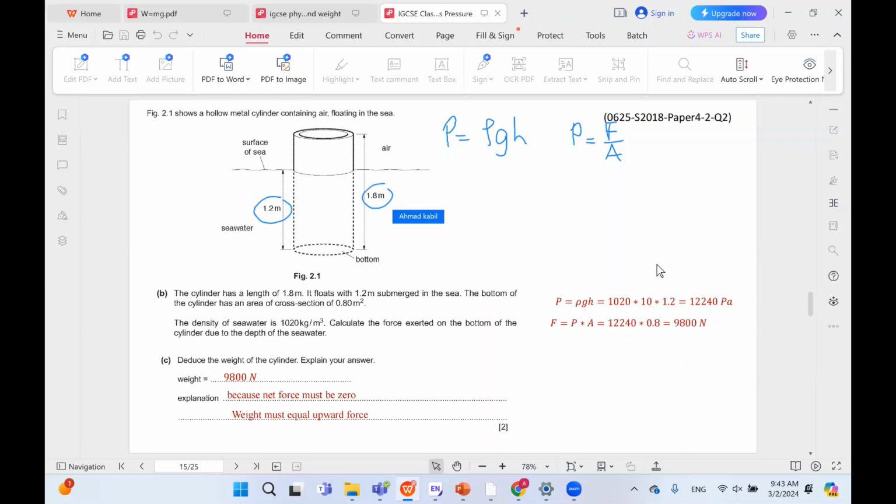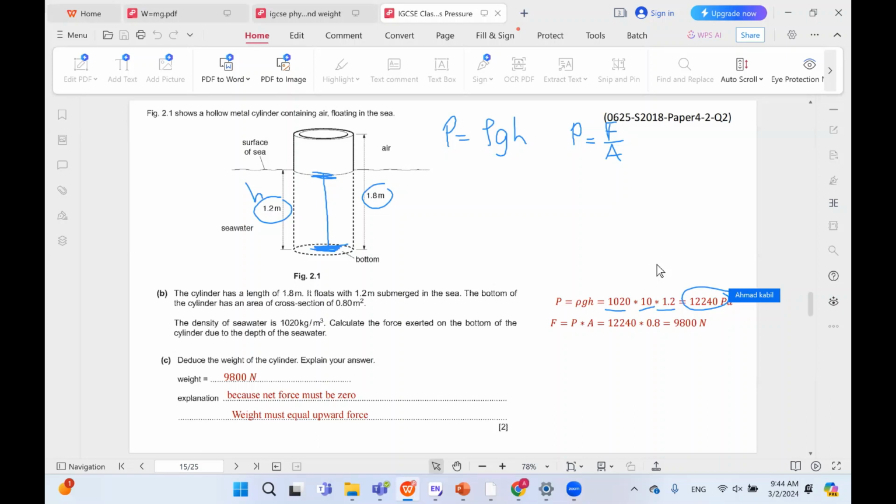So we want the pressure at the bottom. We want the pressure here. So we calculate the distance from the point at which we're measuring the pressure to the top of the liquid, not to the top of the cylinder, of course. So this is our correct height. So therefore, we use rho g h: 1020 times 10 times 1.2. And this is the pressure.